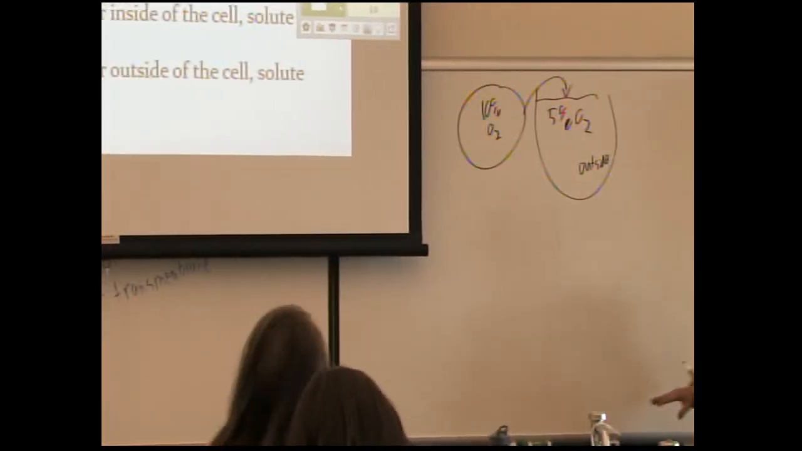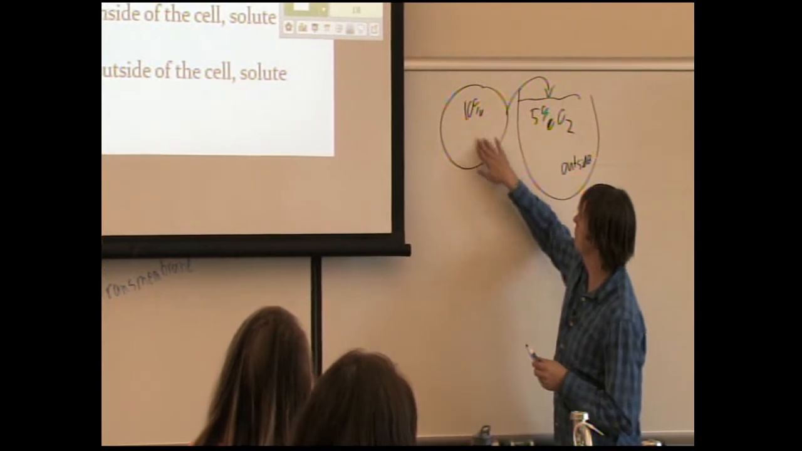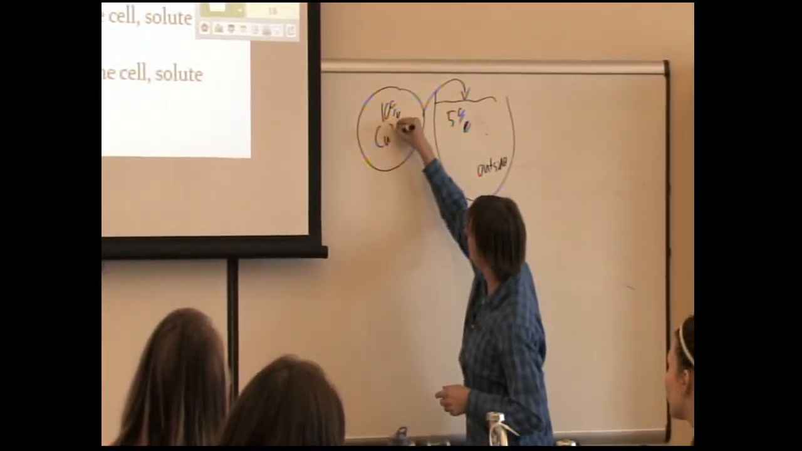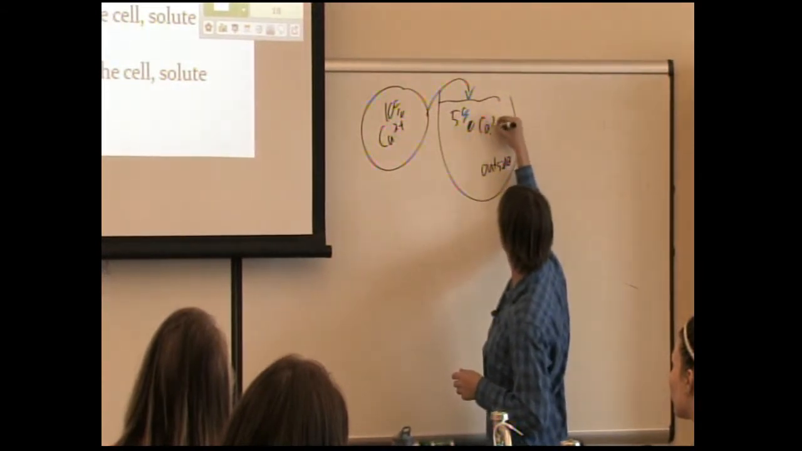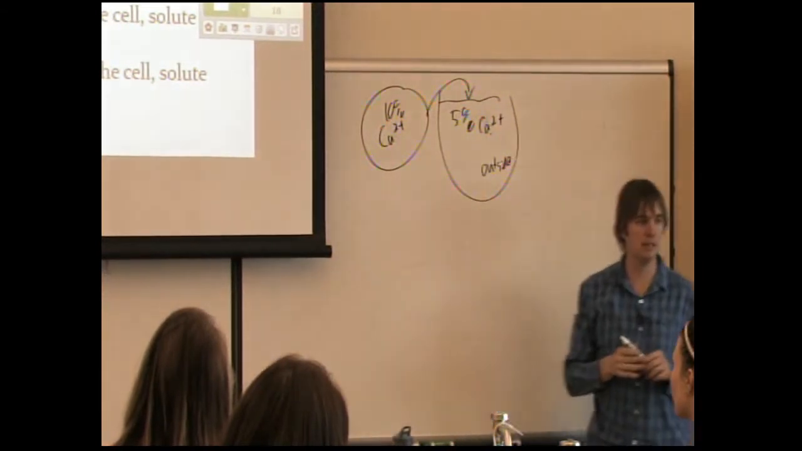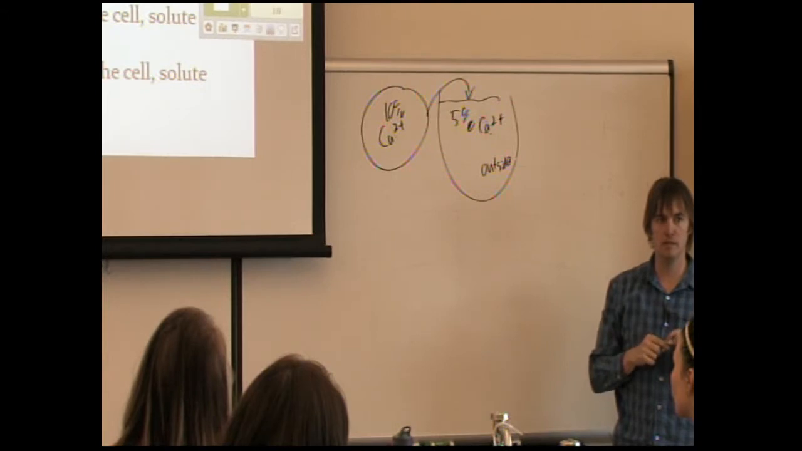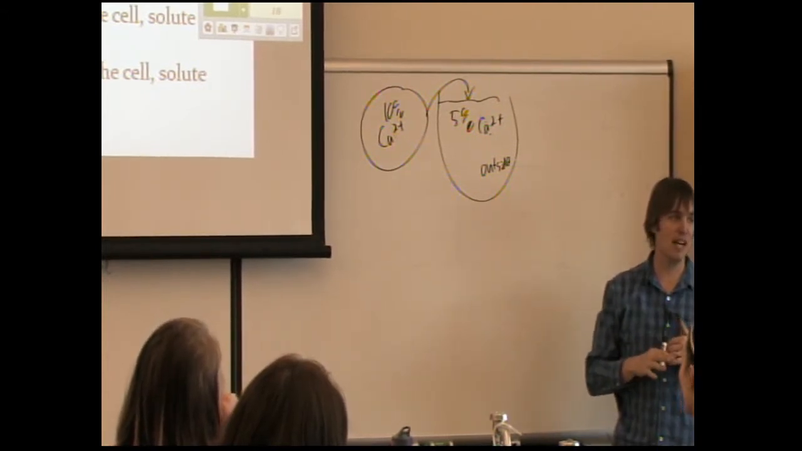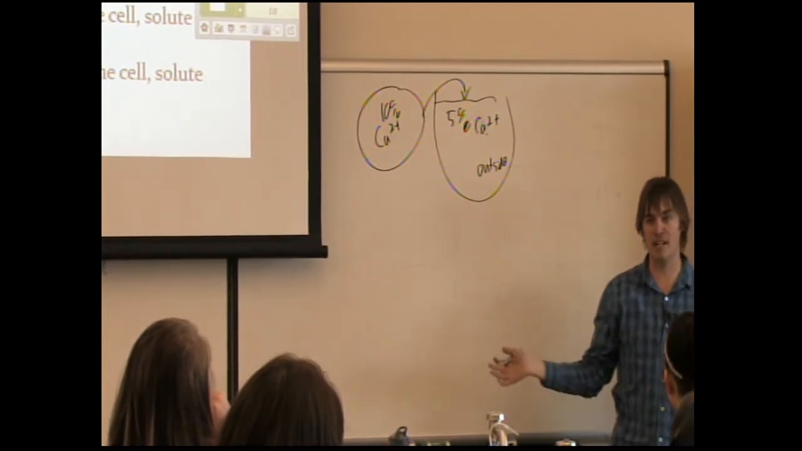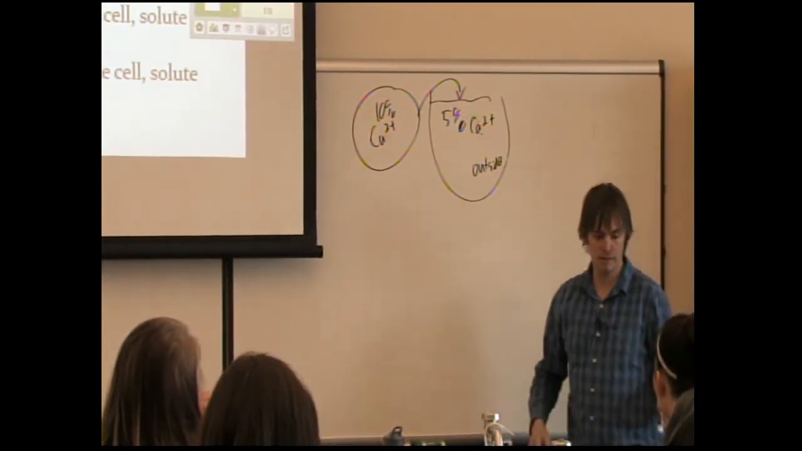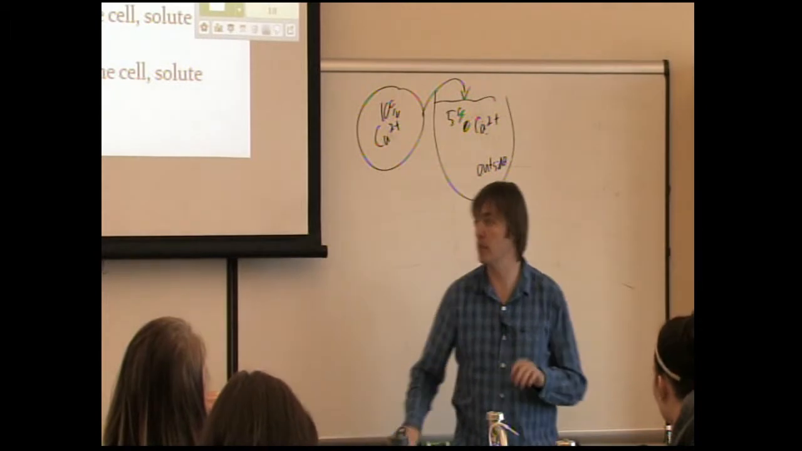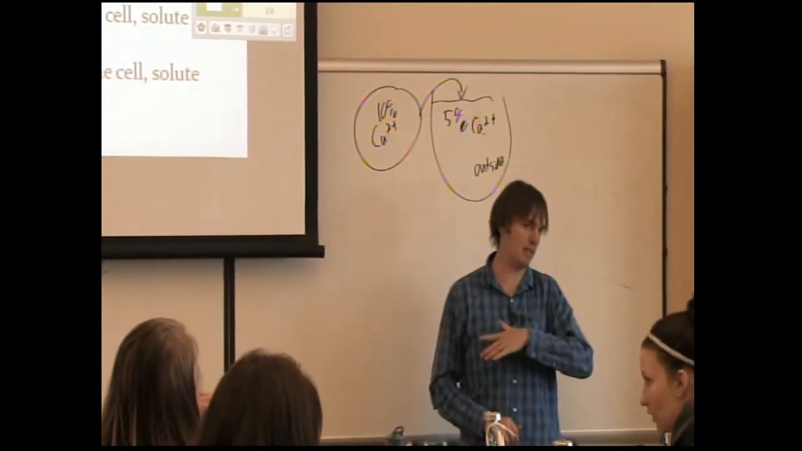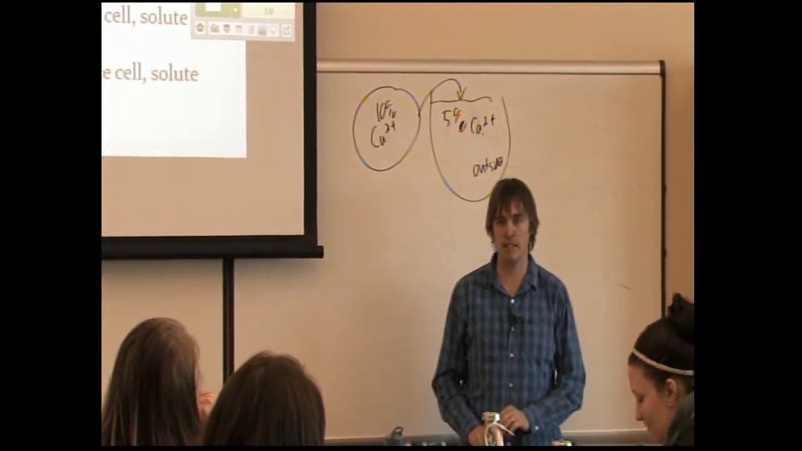What if, instead of oxygen, this was calcium ions? Which way are the calcium ions going to go? Well, they can't move. The ions can't go through the cell membrane, so they're not going to move. So unless we're talking about water moving, you wouldn't say hypo, hyper. That's just a totally separate thing.